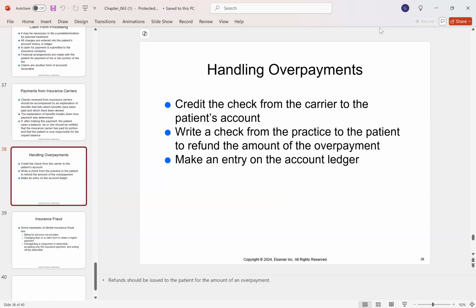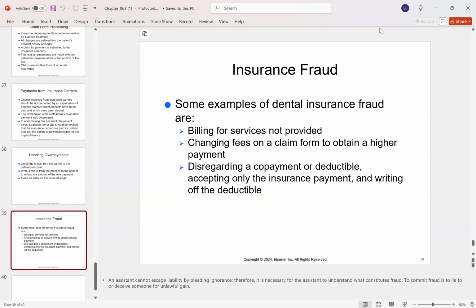If we have overpayments, we can either add this to the patient's account or the family account, or send this back in the way that it was paid. Some examples of dental insurance fraud include billing for services that are not provided, changing fees on a claim to form a higher payment, or disregarding a co-payment or deductible and accepting only the insurance payment and then writing off the deductible.